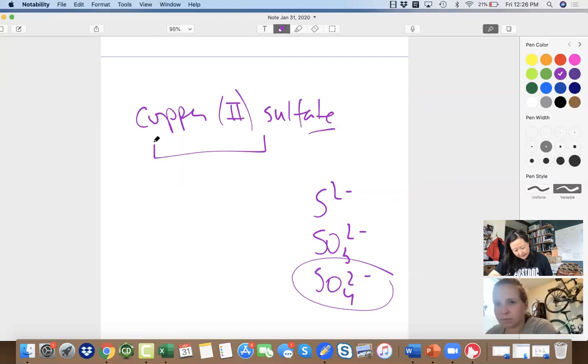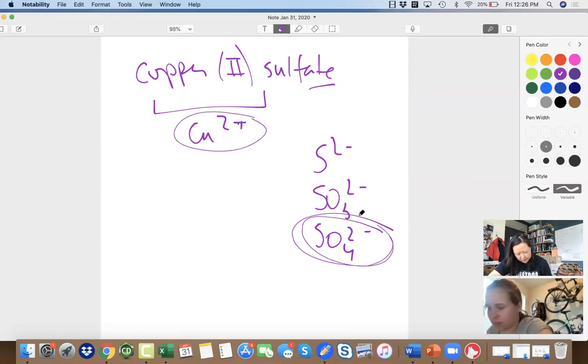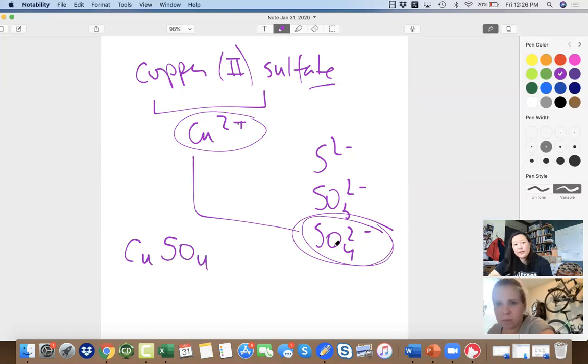Copper 2, what's that? Just copper 2 plus. Roman numerals are always positive. Okay, so I have a copper 2 plus and a sulfate, which is 2 minus. So what's that going to be when it gets together? CuSO4. I just need one of each to balance out. Oh, because the 2 and the 2 cancel out.